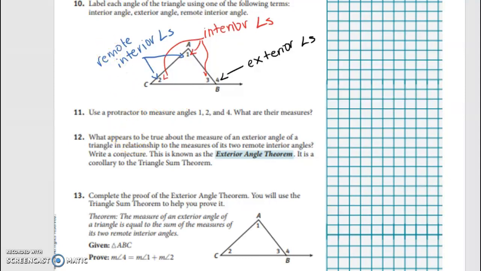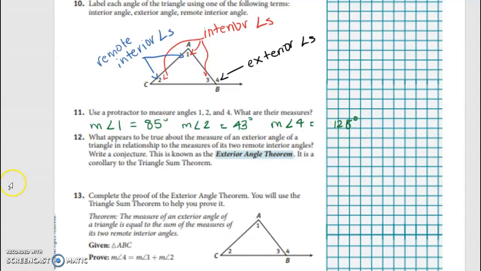Now, for number 11, it says use a protractor to measure the angles 1, 2, and 4. For the sake of time, and since you may or may not have a protractor, I'm just going to give these measurements to you. Okay, so the measure of angle 1 is 85 degrees. The measure of angle 2 is 43 degrees. And the measure of angle 4 is 128 degrees.